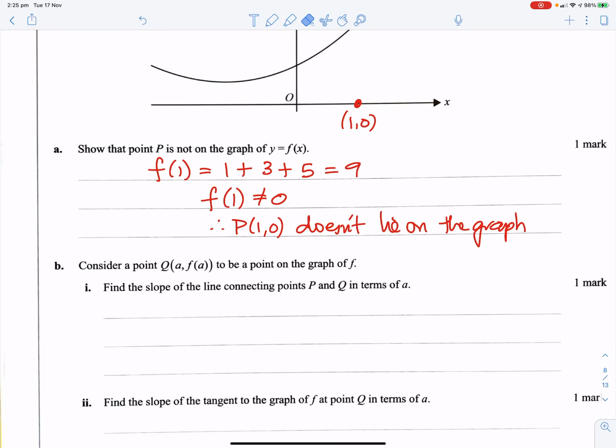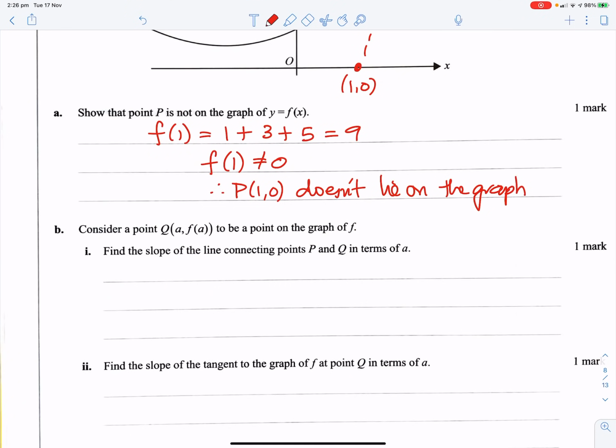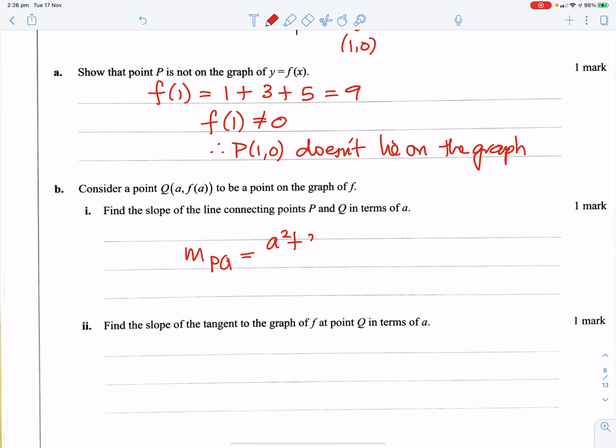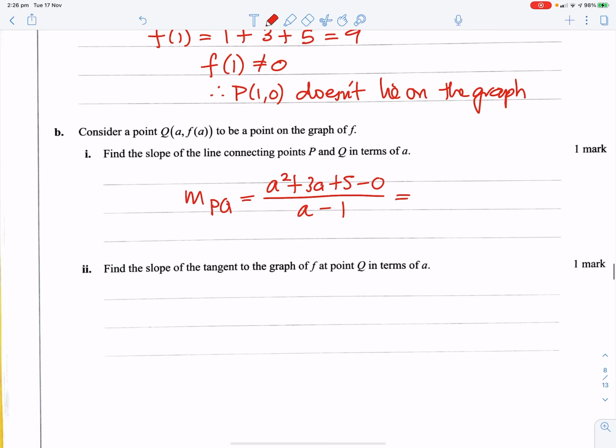Consider a point Q, a, f of a, to be a point on the graph. Find the slope of the line connecting the points P and Q. So let's say it's here. That's going to be the point a, a squared plus 3a plus 5. I want to find the gradient of the line connecting those 2 points. So m of PQ is a squared plus 3a plus 5 minus 0 over a minus 1, which is a squared plus 3a plus 5 over a minus 1.